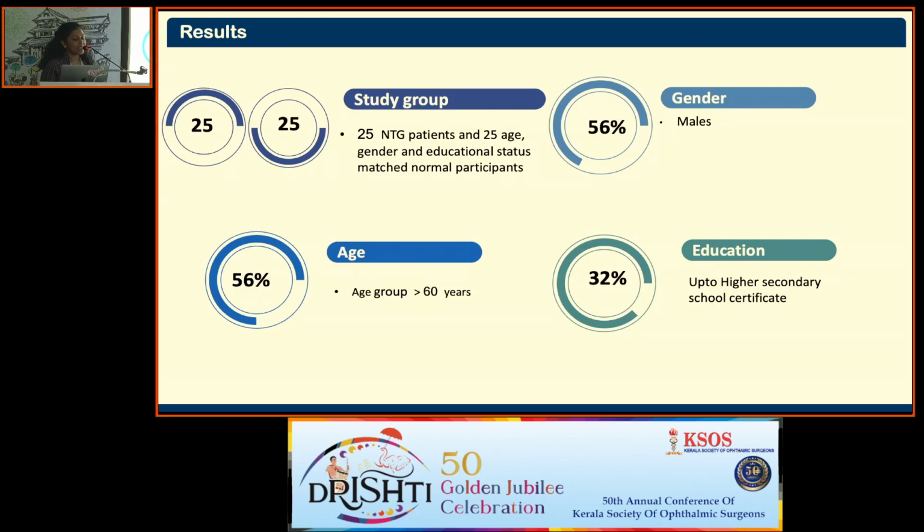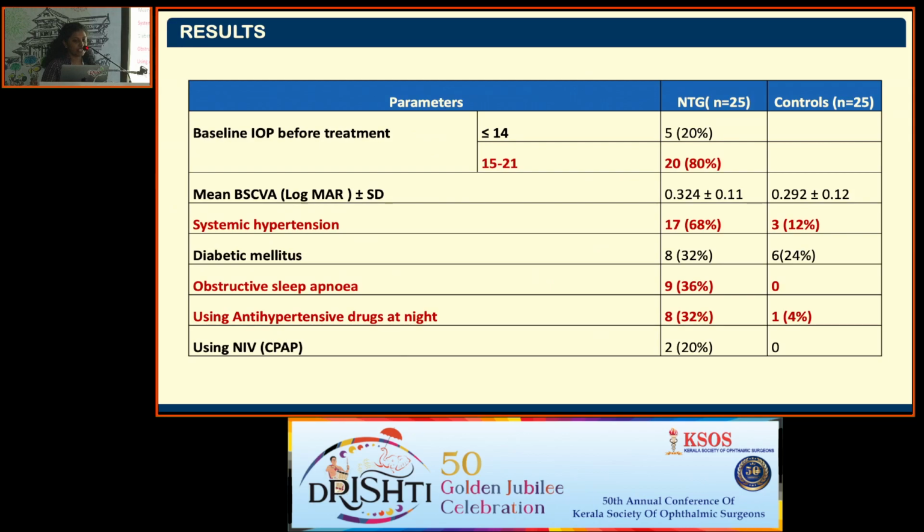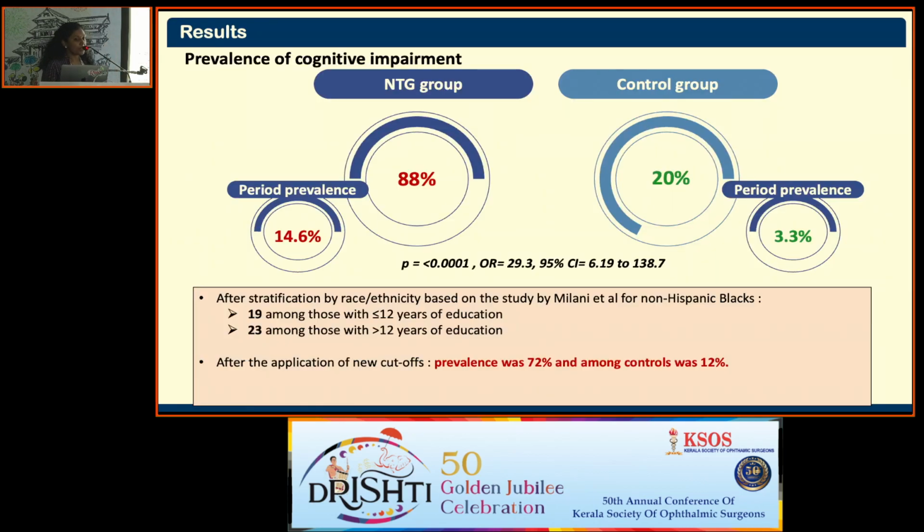We had 25 NTG patients and 25 age, gender, and education status matched normal participants. 56% of them were males. 56% were in the age group of more than 60 years. 32% had an education up to higher secondary school certificate. These are the various clinical risk factors I looked for. The prevalence of cognitive impairment was 88% in normal tension glaucoma and 20% in the control group.